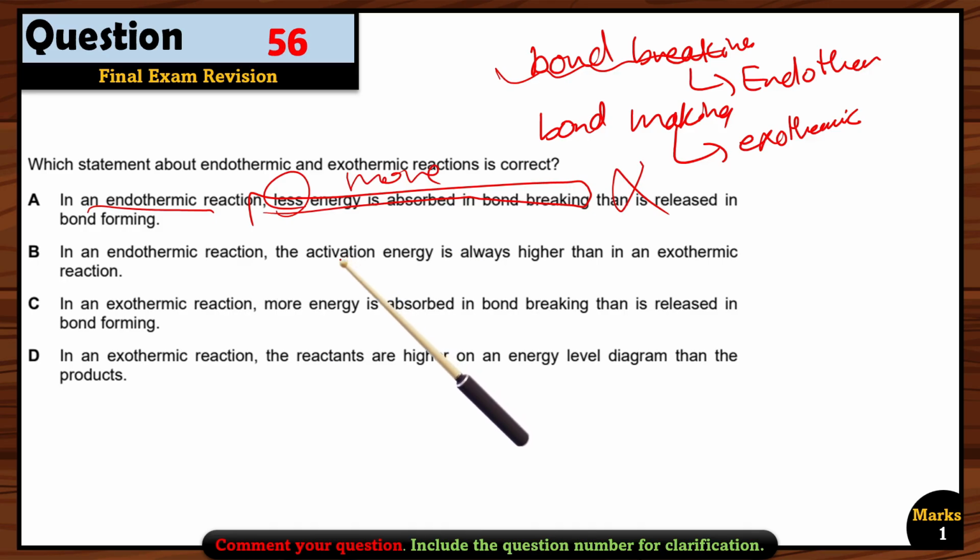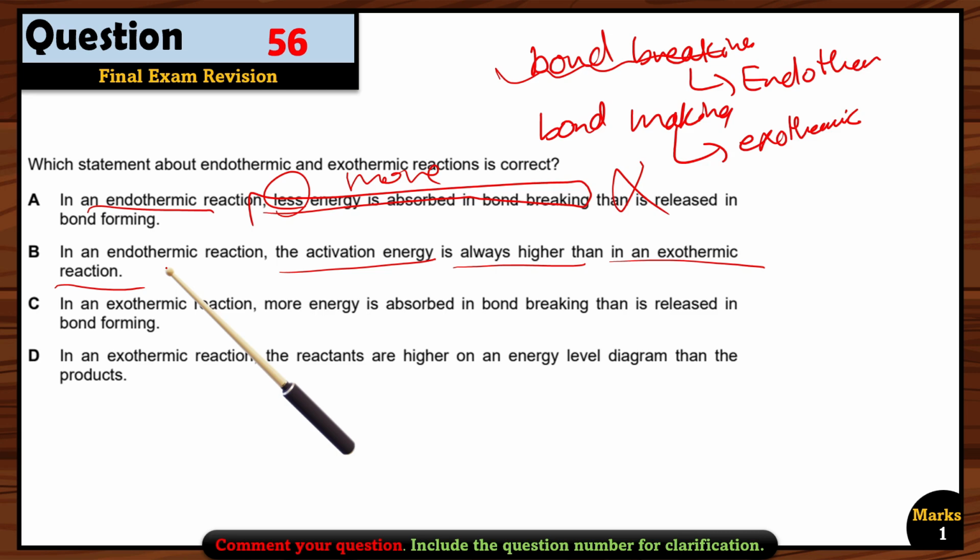In an endothermic reaction, the activation energy is always higher than in an exothermic reaction. That is wrong. Why? Because the activation energy always depends on the type of reaction. It does not depend on endothermic or exothermic, because activation energy is the minimum energy to start a chemical reaction. So it differs based on the type of the reaction, not on endothermic or exothermic. For some exothermic reactions, it can be very high. For some endothermic reactions, it can be very low. So it depends only on the type of the reaction. Okay, so this option is also wrong.